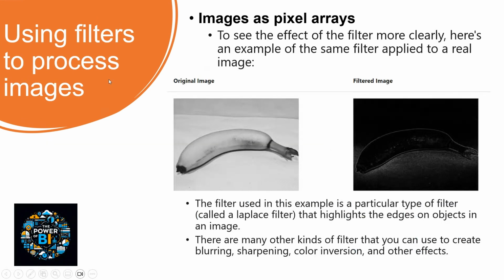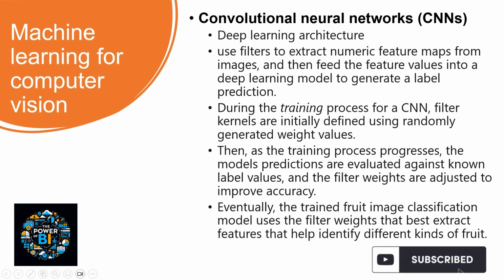To see the effect of a filter more clearly, here is an example of the same filter applied to a banana picture, where we have applied a filter that highlights the edges of the object in the image. There are many kinds of filters you can use, like blurring, sharpening, color inversion, or other effects as well. The ability to use filters to apply effects on images is useful in image processing tasks, such as you might perform with image editing software.